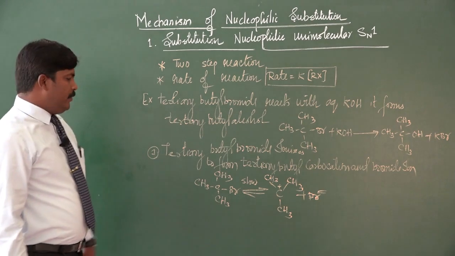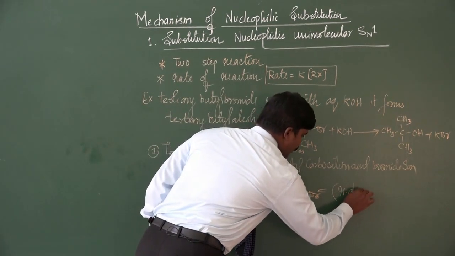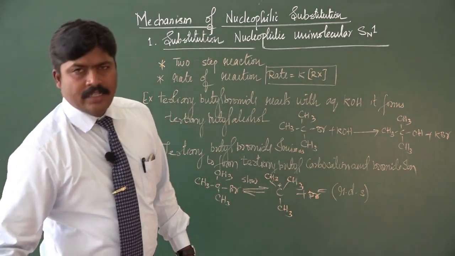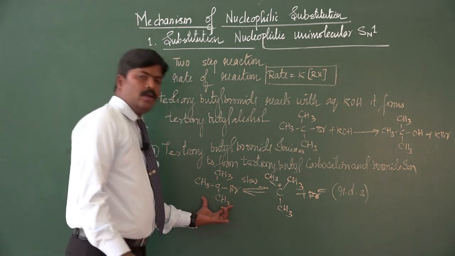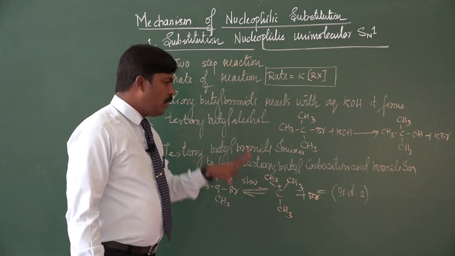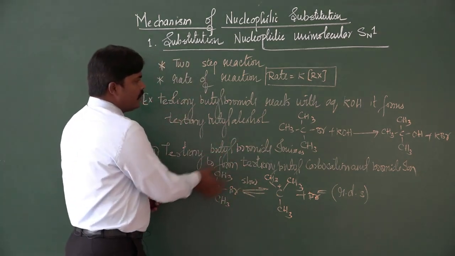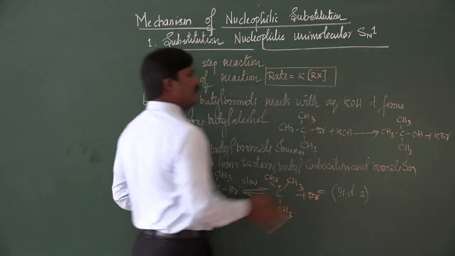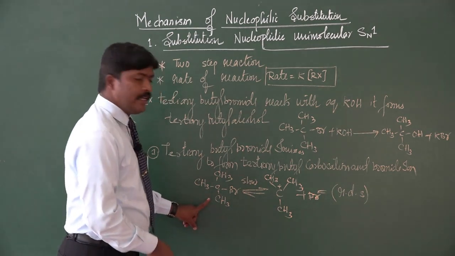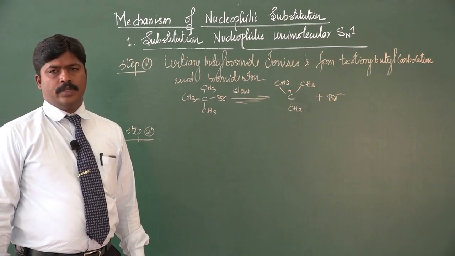We understand that this is a slow step, and therefore we call this the RDS, rate determining step. I told you that the rate of the reaction is decided by the haloalkane. The slow step in a mechanism is called the rate determining step, and only this step has the right to decide the rate of a reaction. Therefore, the rate of reaction in the SN1 mechanism is decided only by the haloalkane, here tertiary butyl bromide, which ionizes to form the tertiary butyl carbocation.